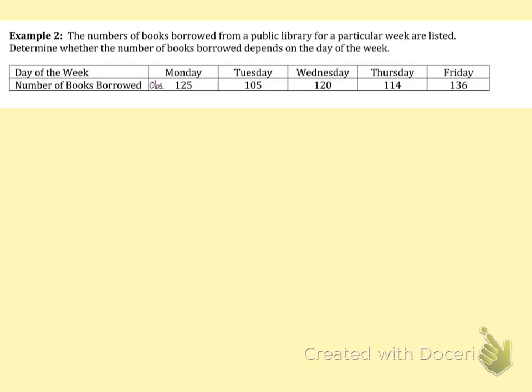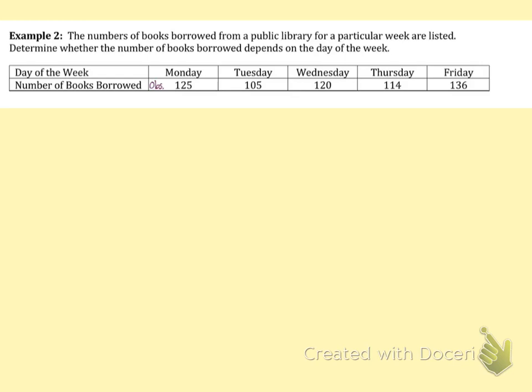This is all of our observed values. The question is whether or not these are statistically different from day to day, or is there one or two particular days where many more books are borrowed? And again, we're talking about a statistical difference, not just a straight difference in the count. So what we want to do is we want to have a model of expected values.